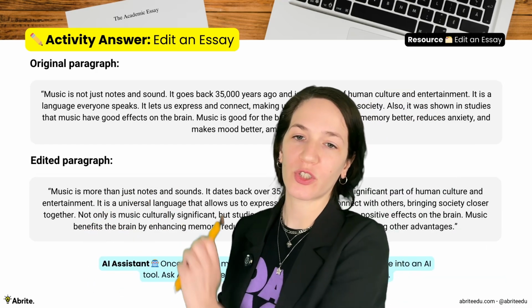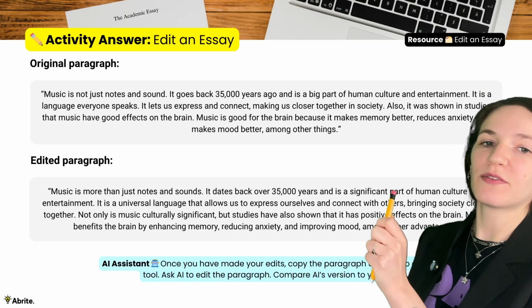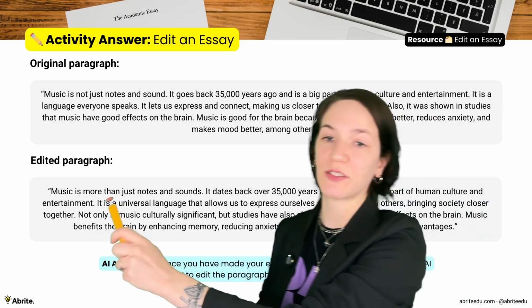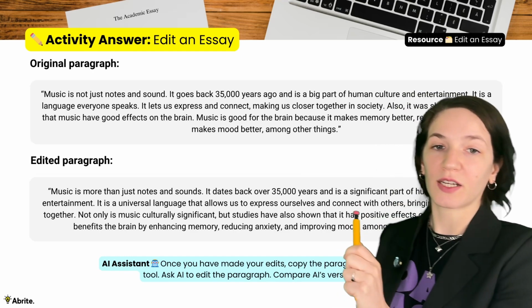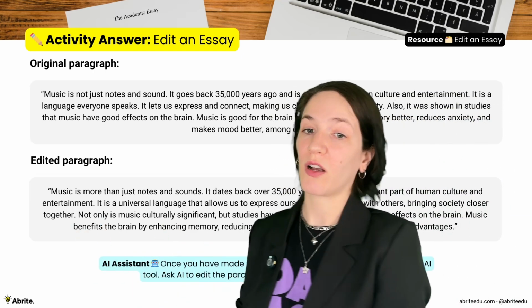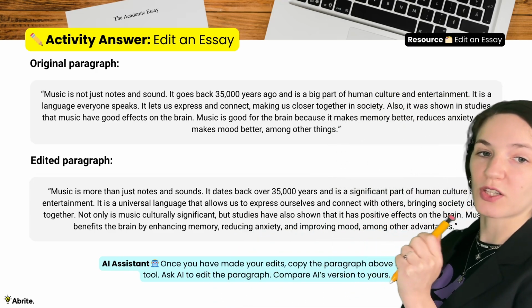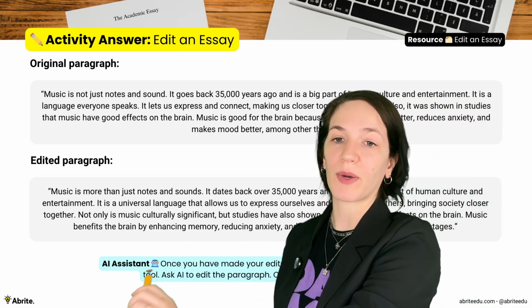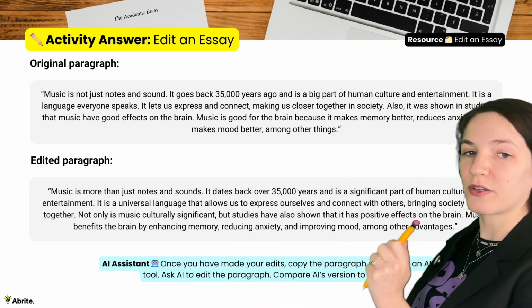Music is more than just notes and sounds. It dates back over 35,000 years and is a significant part of human culture and entertainment. It is a universal language that allows us to express ourselves and connect with others, bringing society closer together. Not only is music culturally significant, but studies have also shown that it has a positive effects on the brain. Music benefits the brain by enhancing memory, reducing anxiety, and improving mood, among other advantages.